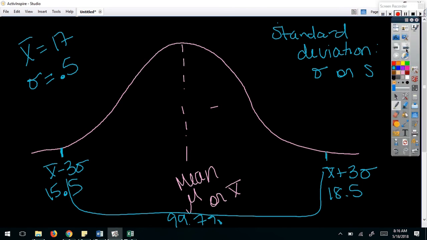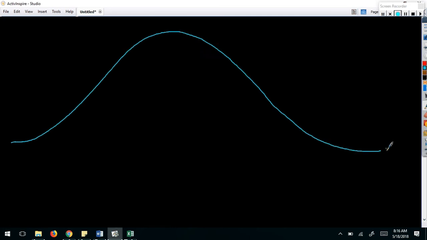There's some patterns here. We have what we call, I call them magic numbers. This is my standard normal table. We'll definitely want to write this down, even if you're not a note taker.